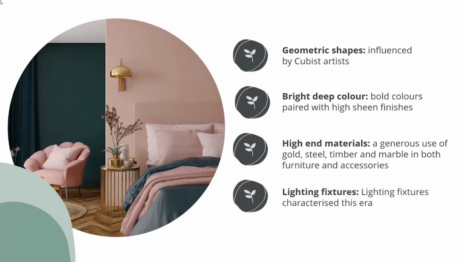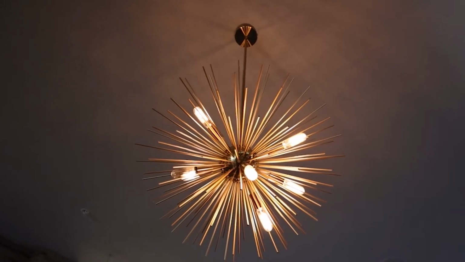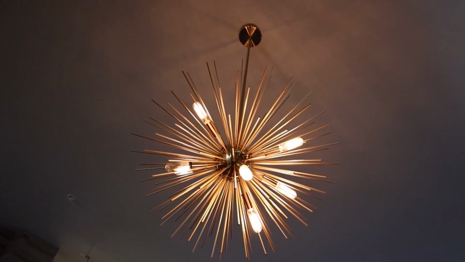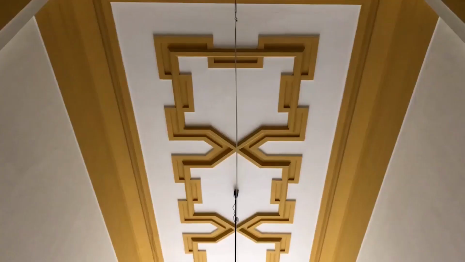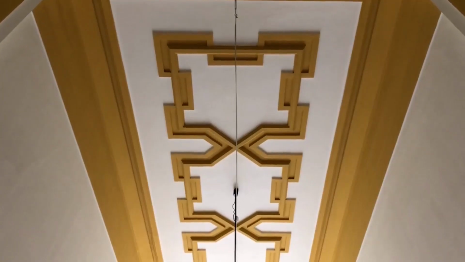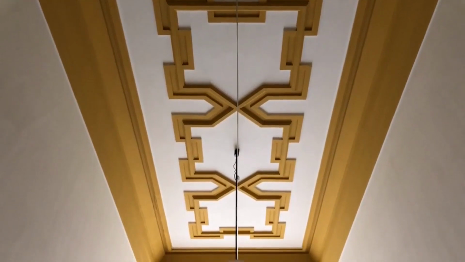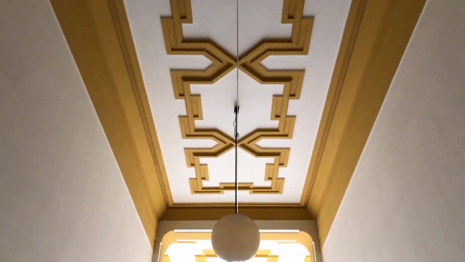The last characteristic is the lighting fixtures. Lighting fixtures were characterized in this era by the detail that they held. Lighting details incorporated geometric and symmetrical patterns, which were a key characteristic as well.